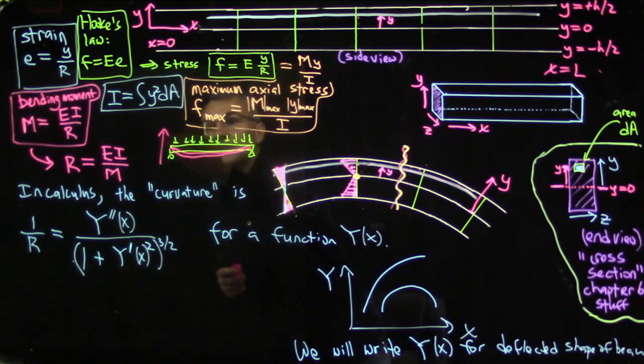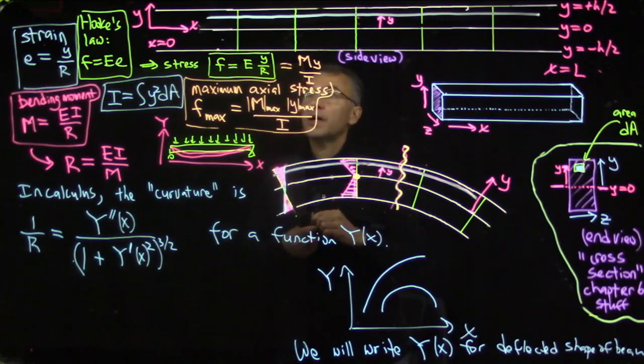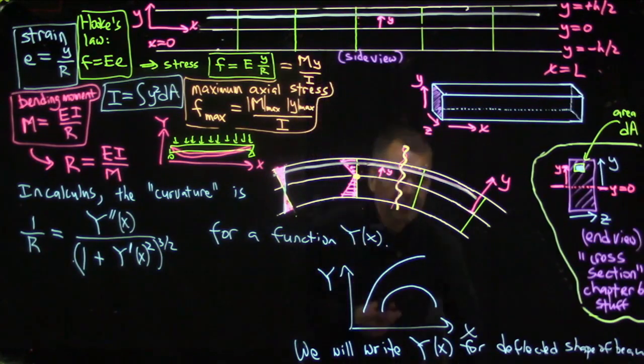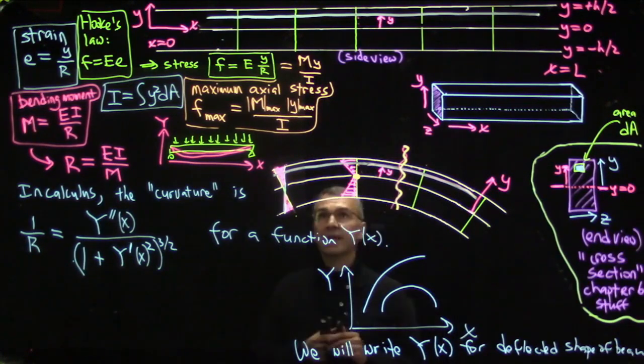So I'm going to call this curved shape capital Y as a function of x. I don't want to use little y because we're using little y as the height above the neutral surface. So I'm going to use capital Y just to give us a new variable to work with. So capital Y will be the shape that the beam takes after we put weight on it.